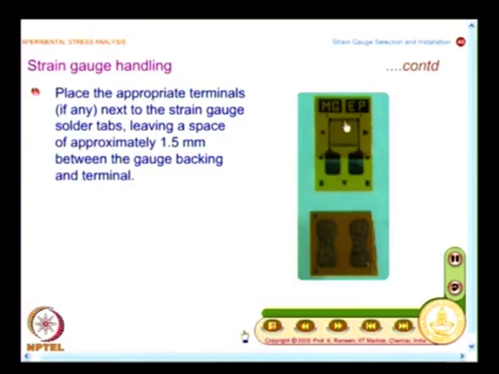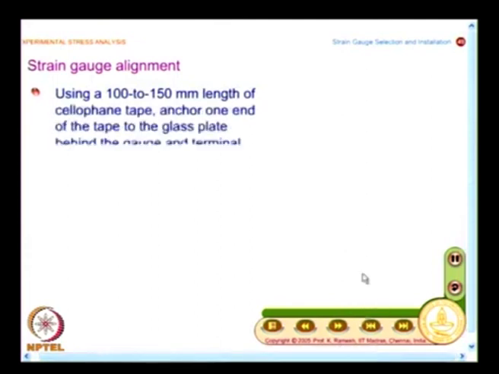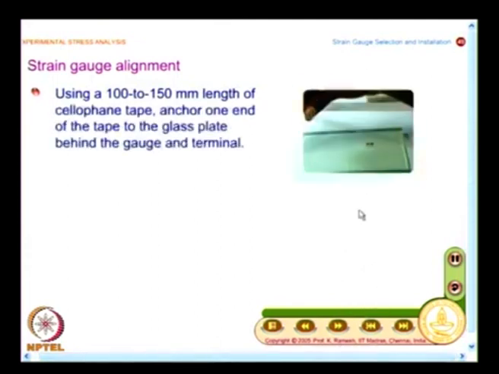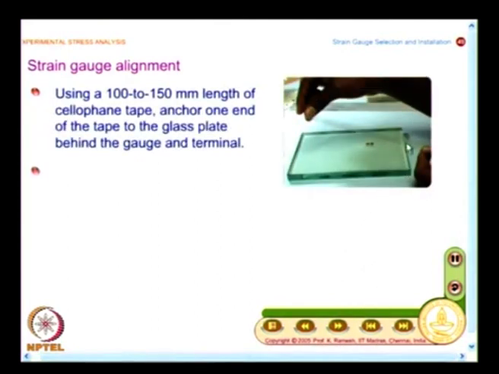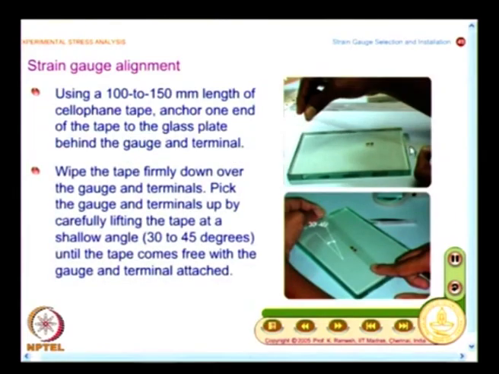And in order to align the strain gauge, you take a cellophane tape and paste it on the complete system. So, you have a long cellophane tape taken, and even this cellophane tape has to be approved by the strain gauge manufacturer, because the adhesive may interfere with the adhesive on the strain gauge. So, you need to be very careful about that.